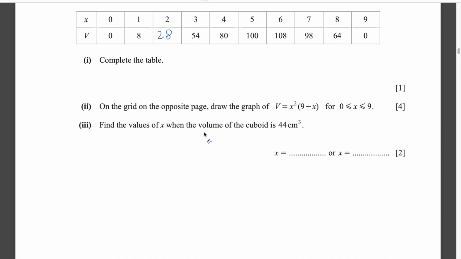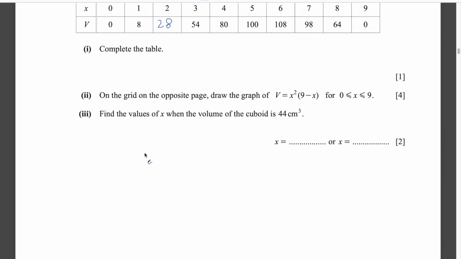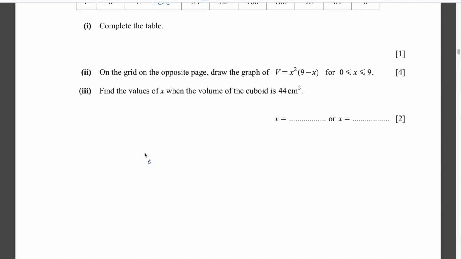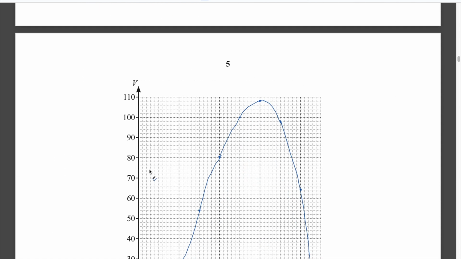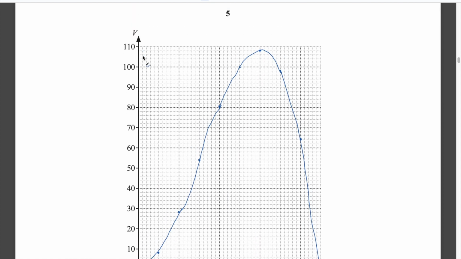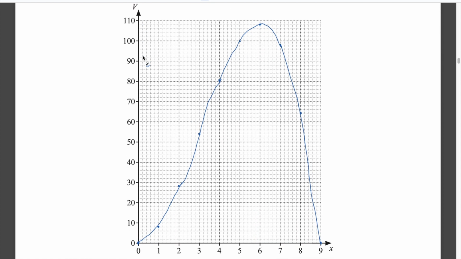Then the third part says find the values of x when the volume of the cuboid is 44. So volume is represented by the vertical line. So 44, you need to construct a line from 44, which is here, and see where it cuts. One here. According to my graph, one of them is 2.